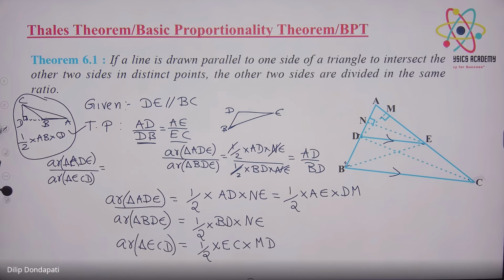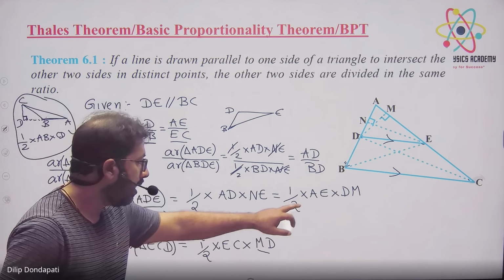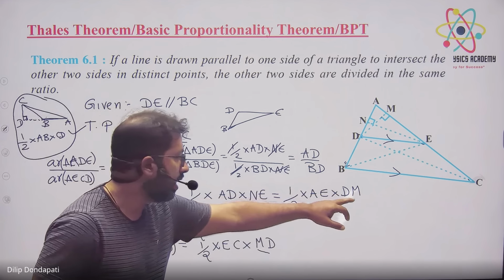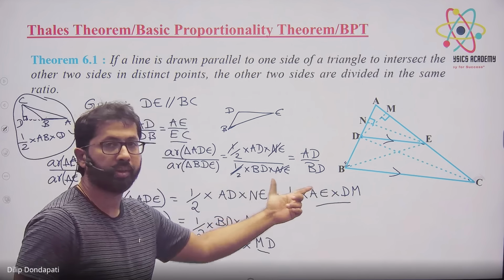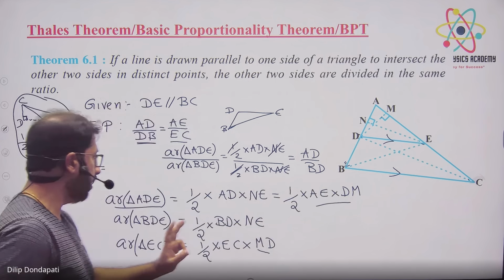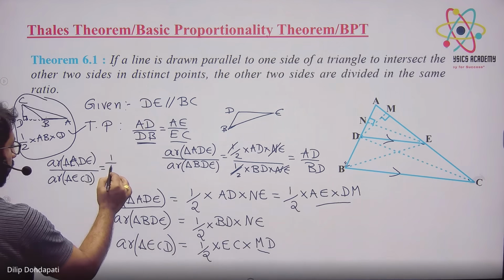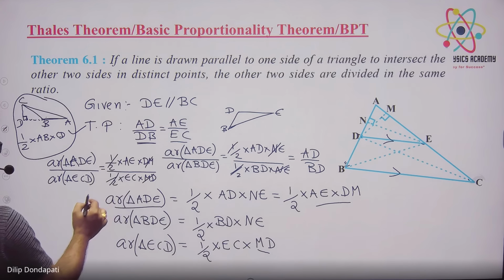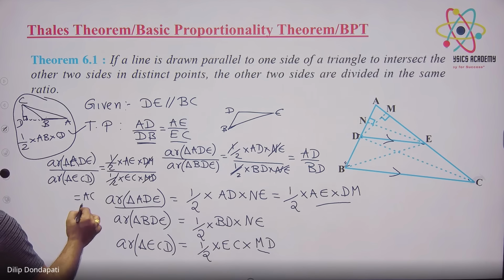Okay. देखो इधर MD is there. ये MD cancel होने के लिए ये वाला ले रहा हूं because both areas are same, right? So I am taking this and this. So half into AE into DM by half into EC into MD. So MD cancel, half cancel, we get AE by EC.